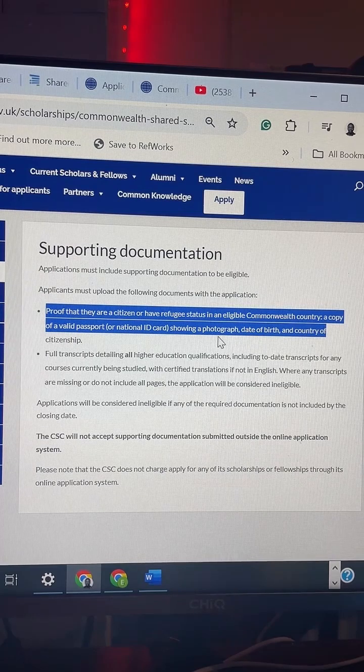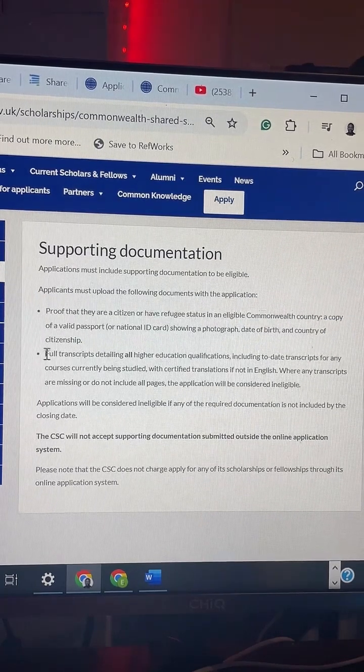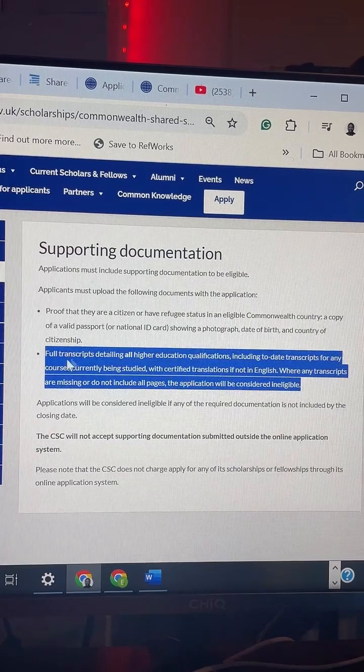Now let's look at the supporting documents that we need. So you need to be in an eligible Commonwealth country, and so you need to have a valid passport with a photograph, a date of birth, and then country of citizenship. This will be the only way you can prove that you are residing in one of the Commonwealth countries.